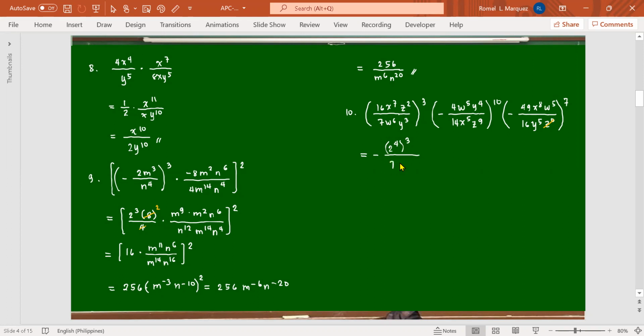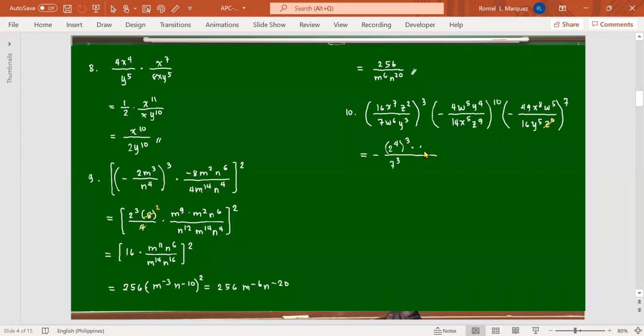7 raised to what, guys? Raised to 3, no? What about the other numerical coefficients? No more negative. I put the negative here because this is positive, this is negative. So the total sign is negative.